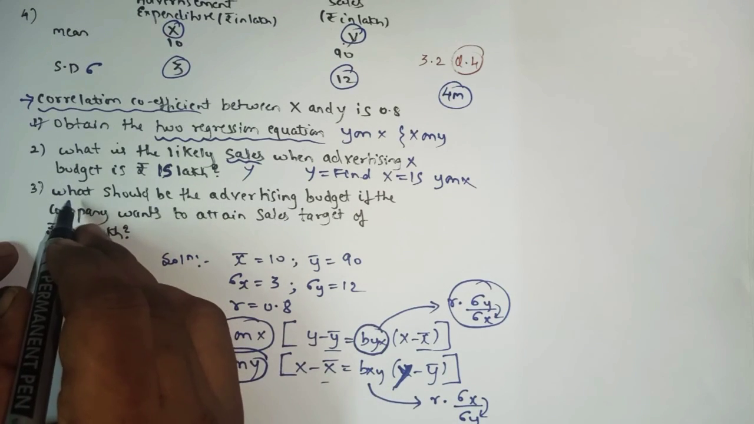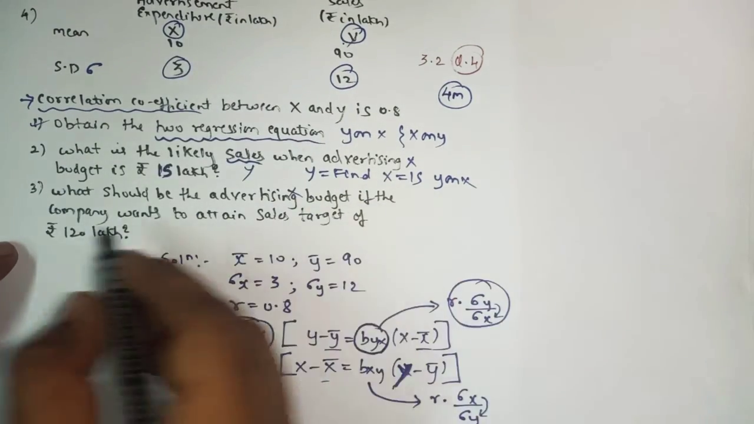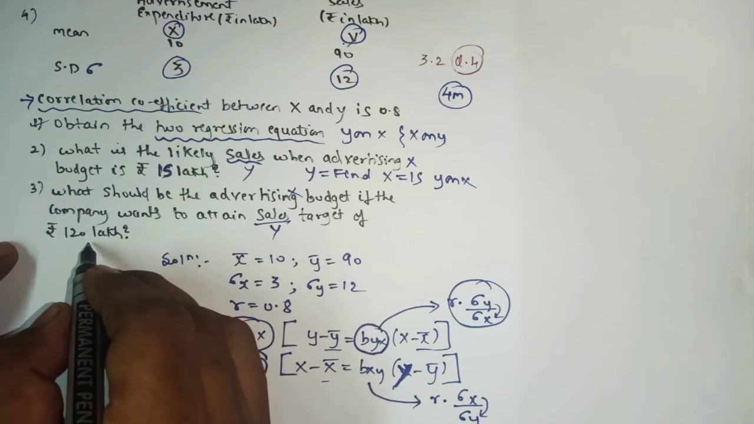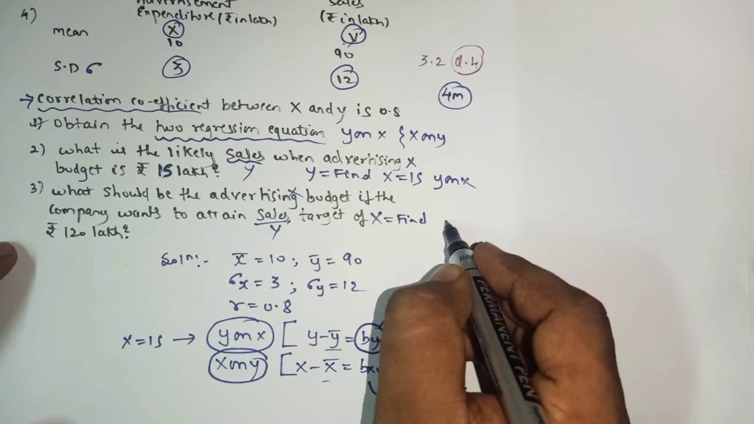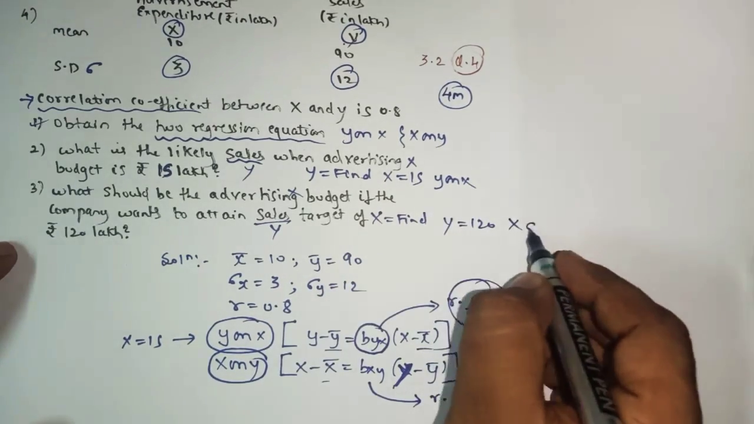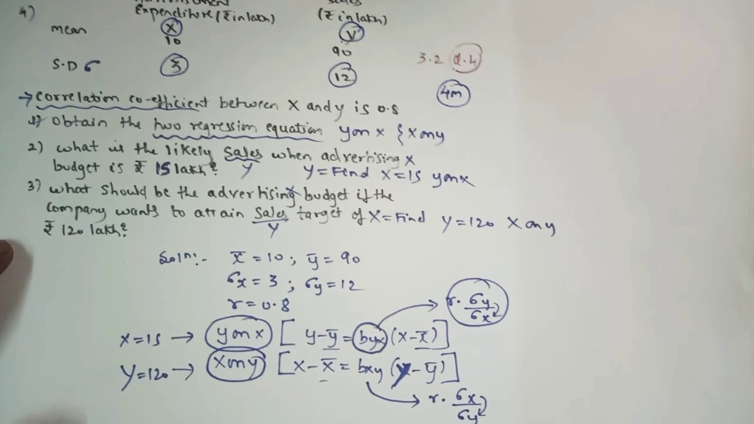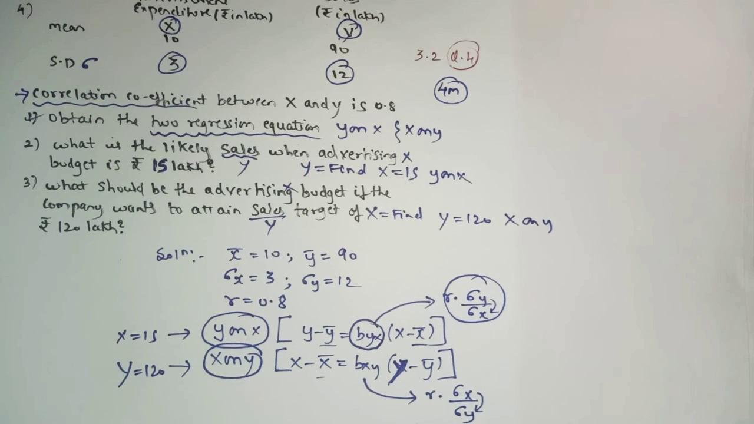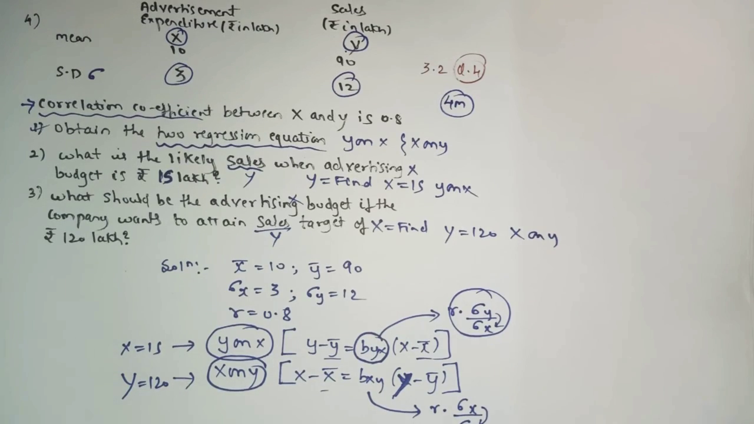Now we'll move on to the third one. What should be the advertising budget? Advertising is x. When the sales is 120, that means we have to find x when y is 120. So from this we can clearly say that we have to find x on y, and here we have the equation of x on y. Simply substitute the value of y equals 120 to get the required answer of x. I hope you can try this fourth sum also by yourself.